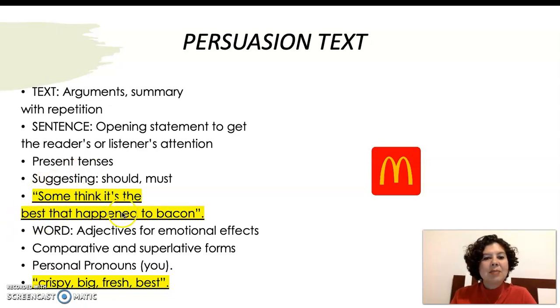And you have some examples here at a sentence level. Some think it's the best that ever happened to bacon. And at a word level, we are likely to find adjectives and, like I said, comparatives and personal pronouns such as you. You buy, you eat, you try, but it's implicit. Then we have here some examples: crispy, big, fresh, best.